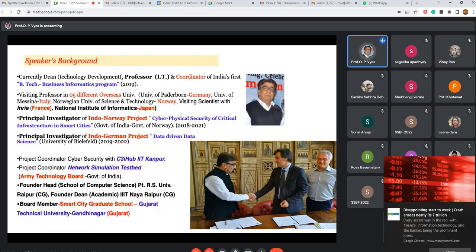I have also worked on a very sensitive and confidential technical project on a network simulation testbed. This was a project by the Army Technology Board of the Government of India, where we successfully completed some very important research work. Before IIIT Allahabad, I also worked at IIIT Naya Raipur as a founder dean for 2 years.